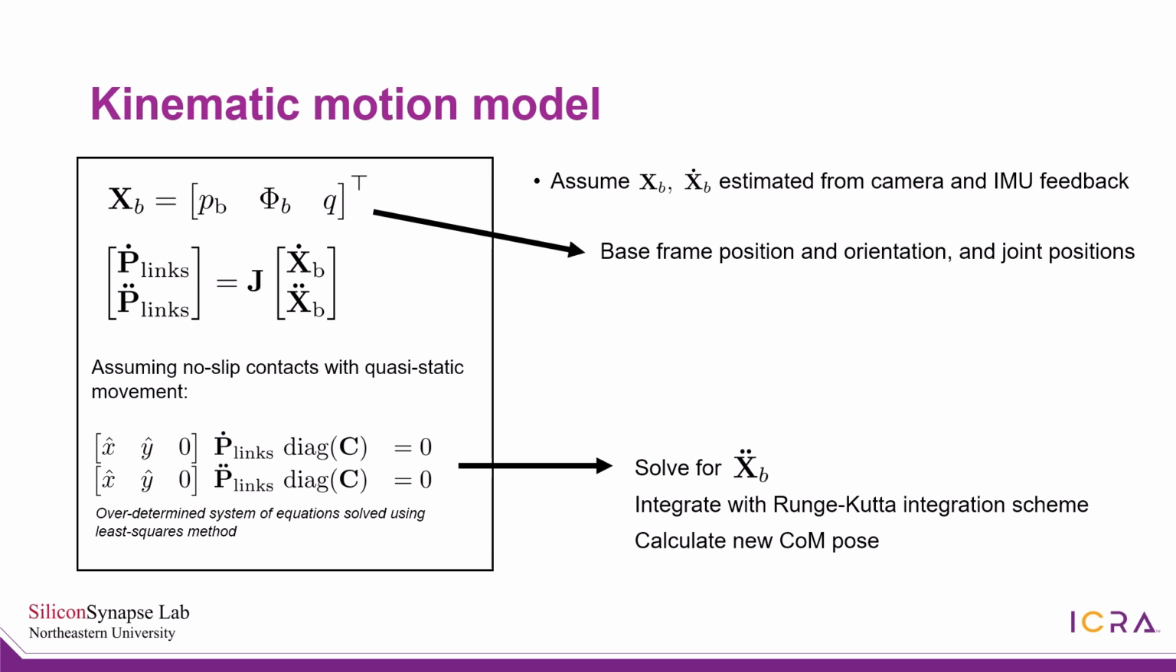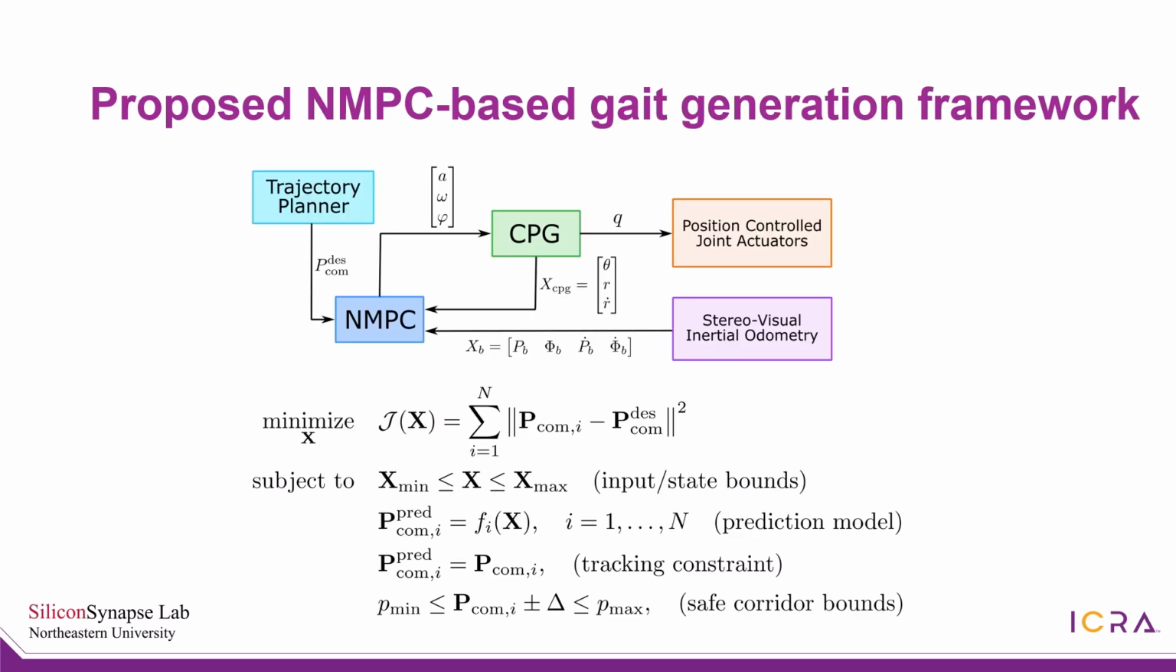We represent the kinematic model by stacking zero velocity and acceleration constraints for each link that is in contact with the ground. This results in a system of equations where the only unknown is the acceleration of the base frame, solved for using a least squares approach. We then numerically integrate the base frame acceleration to predict the motion of the robot. Using this motion model, we can now formulate a gait generation framework.